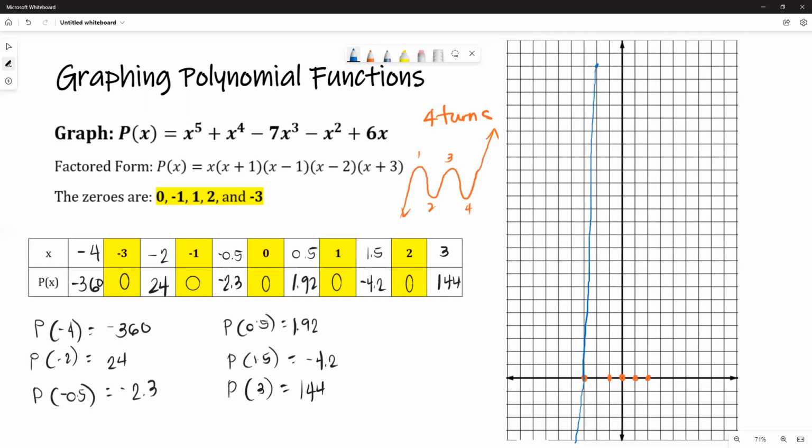And then the next point will be negative 1, 0. From negative 2, 24, it will go back down to negative 1, 0. And then negative 0.5 to negative 2.3, somewhere here. So we'll continue there, passing through this turn. After that, it will go back to 0, 0. Next is 0.5 to 1.92. It's somewhere here. Continue the movement of the graph.